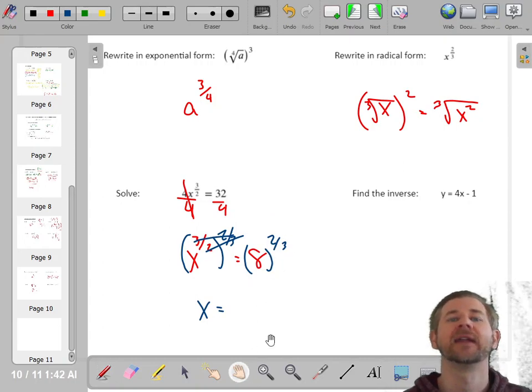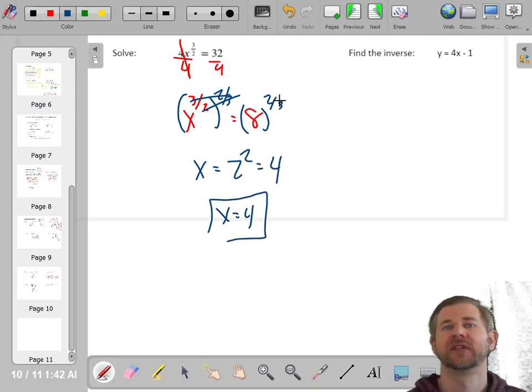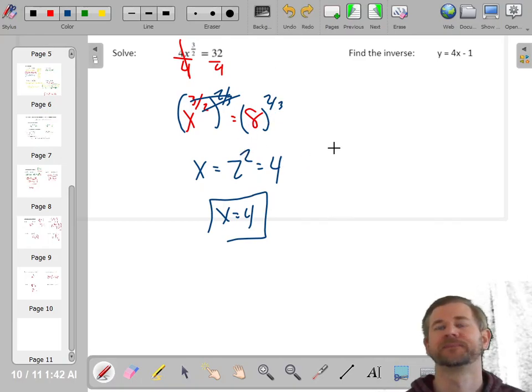And on the right side, this is what we just talked about. The cube root of 8 is 2, and 2 squared is 4. So x equals 4. You take the cube root of 8, and then you square it. The cube root of 8 is 2, 2 squared is 4.